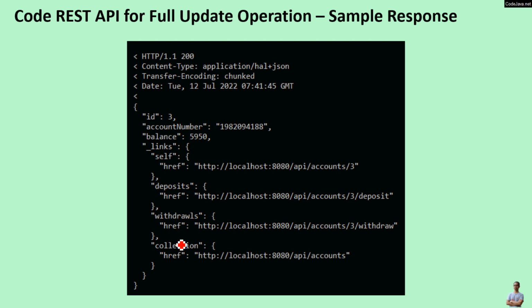And here's a sample response of the data returned by the REST API for full update operation. You see, besides the updated information of the account, such as ID, account number, and balance, it also includes some links. Firstly, we add the links with relations self and collection.